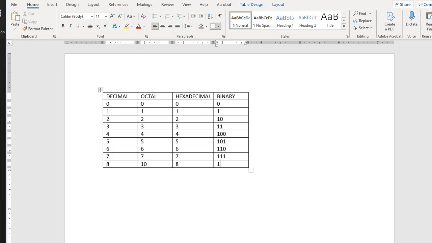So here 1000. 9 is there in decimal number. Here after 10 we get 11. So here after 8 we get 9. So here 1001.